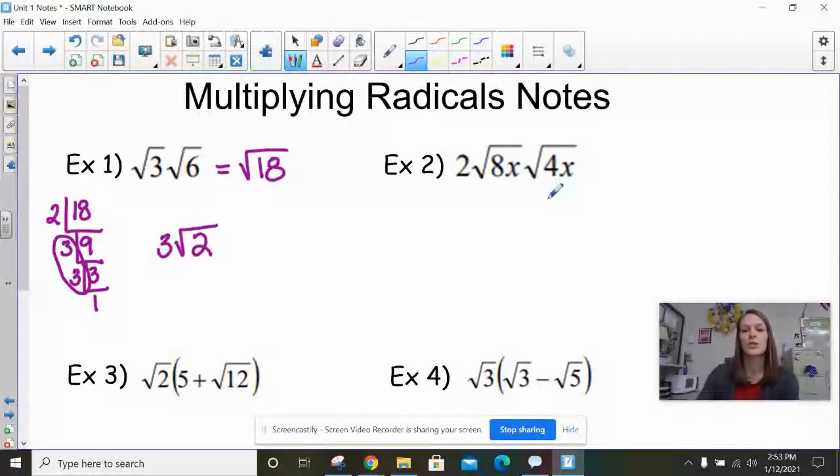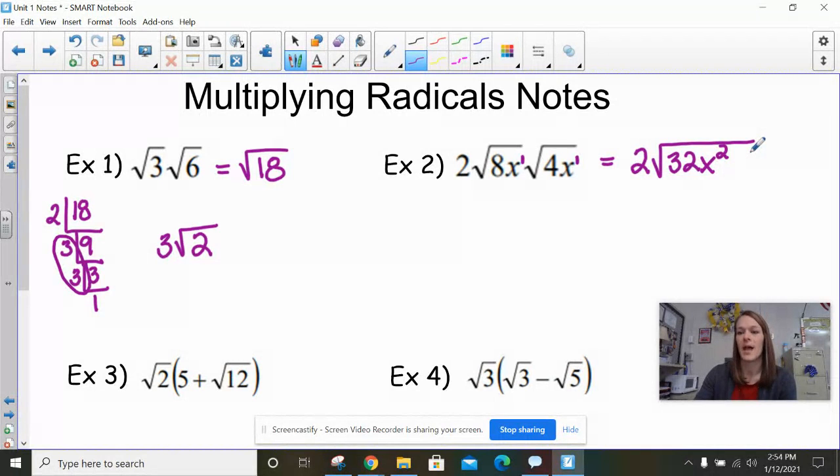All right, example 2. You have a 2 on the outside, but there's no other number on the outside, so it stays on the outside. Now, under the radical, I have 8x times 4x, but I'm going to do 8 times 4, which is 32, and I'm going to do x times x. Remember, this will be like an x to the first and x to the first, and when you're multiplying x's, you add the exponents.